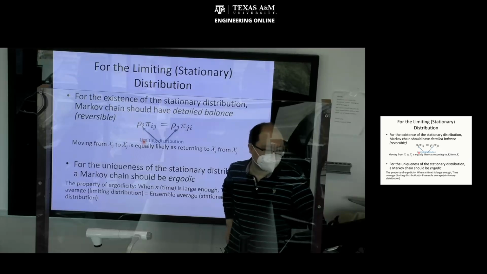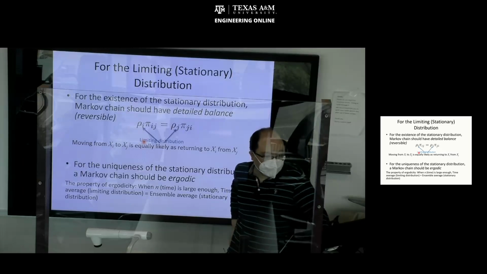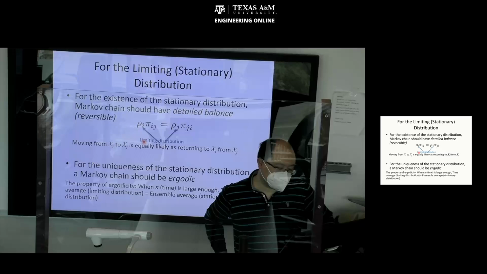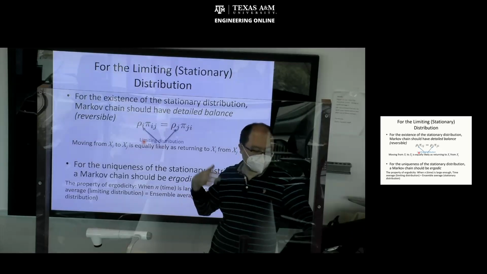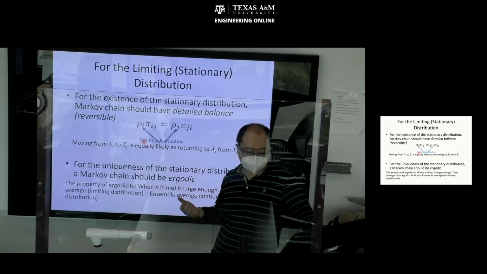In other words, it's reversible. So this is just for the existence of the stationary distribution. What about the uniqueness? It's possible that the stationary distributions may not be just one, but maybe multiple choices. If you want this stationary distribution also to be unique, then you need the Markov chain to be ergodic. Ergodic, I already said that one condition is that it needs to be irreducible and positive recurrent.